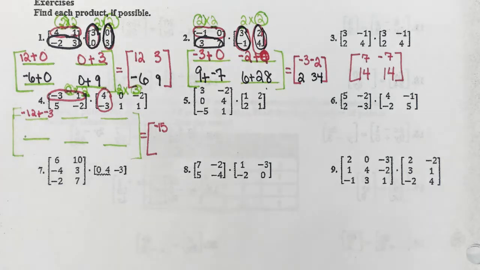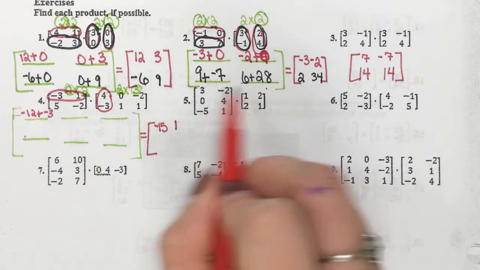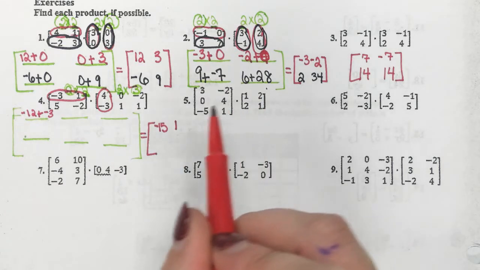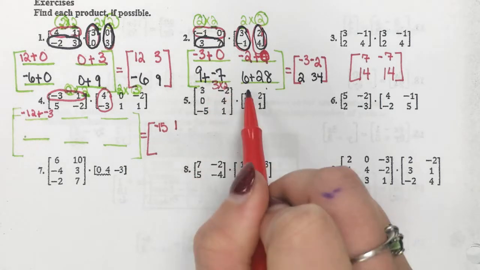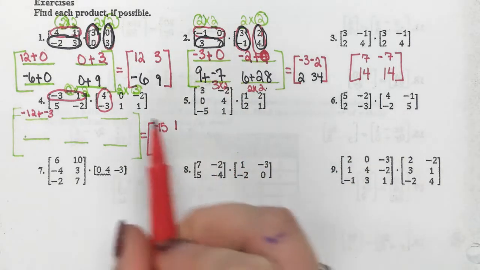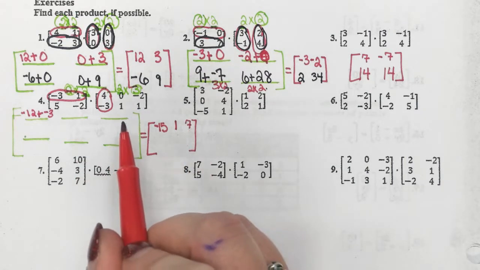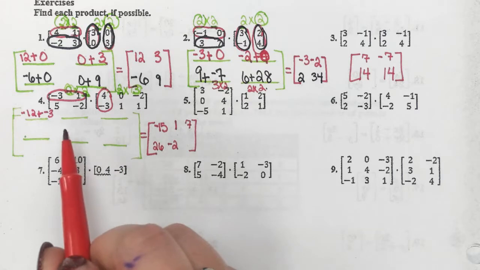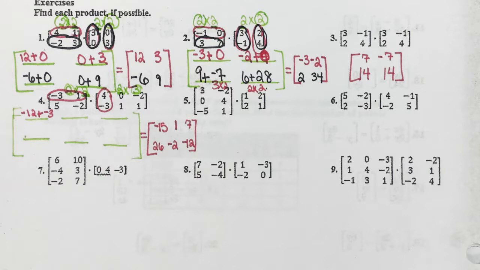Yep. Left and right, then up and down. So it's 2 times 3, and then 2 times. Wait, which one are you on? So this one is a 3 by 2 and a 2 by 2. Alright, there's your answer for number 4: -15, 1, 7, 26, -2, -12.